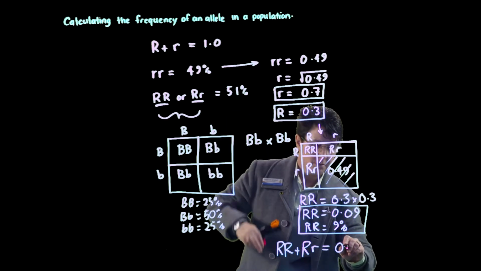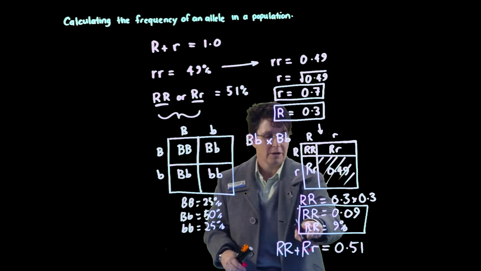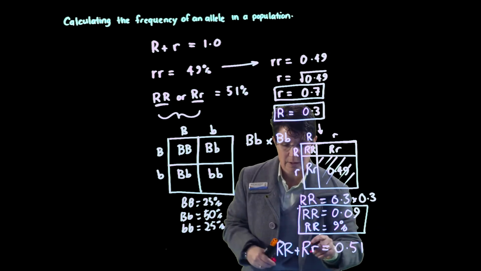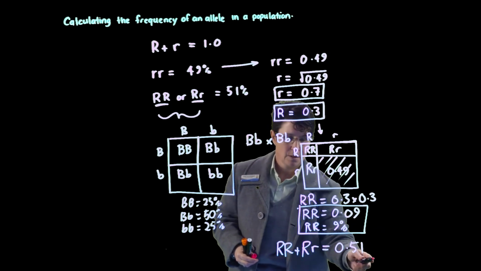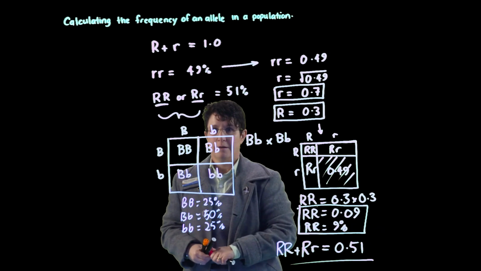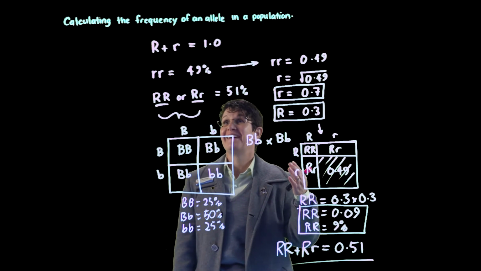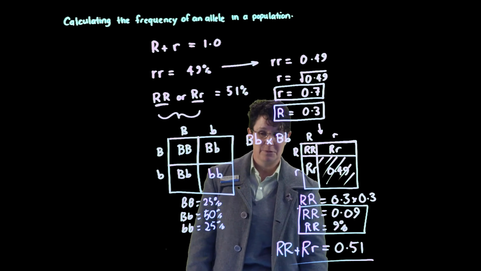So we're looking from here. We've already got the value of RR, so we can work that out by substitution. I hope that helps you understand how you calculate the frequency of alleles in a population.